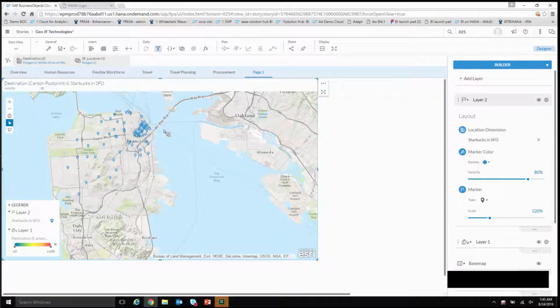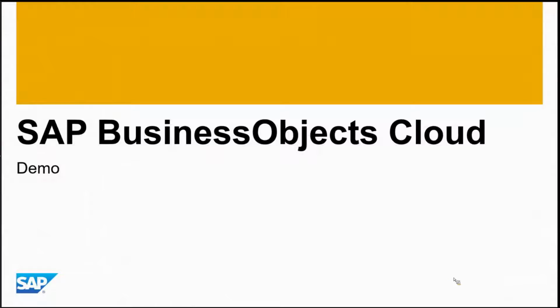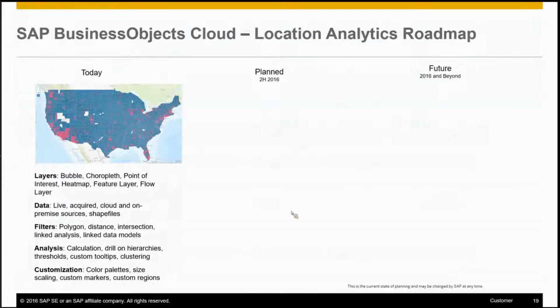So that's just a very quick view of how quick and easy it is to not only use the geo capabilities, but to build that out when you are using Business Objects Cloud as well. Now what I'm going to do is just quickly drop back to the presentation. I've got a couple more things to cover and should leave some time for questions at the end. Just going to talk very briefly about the roadmap.